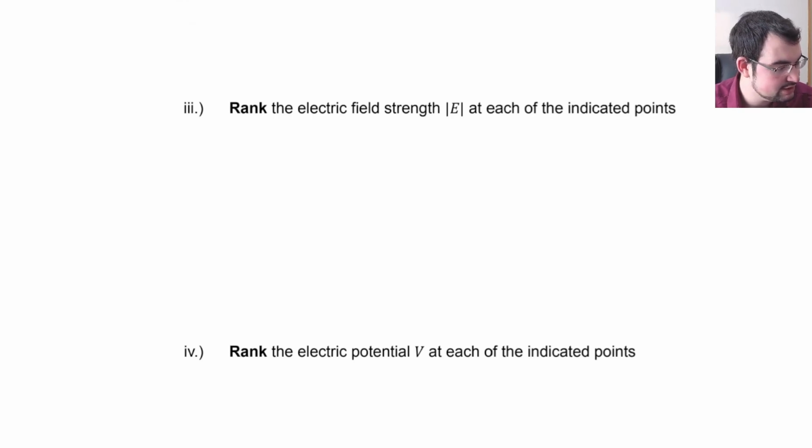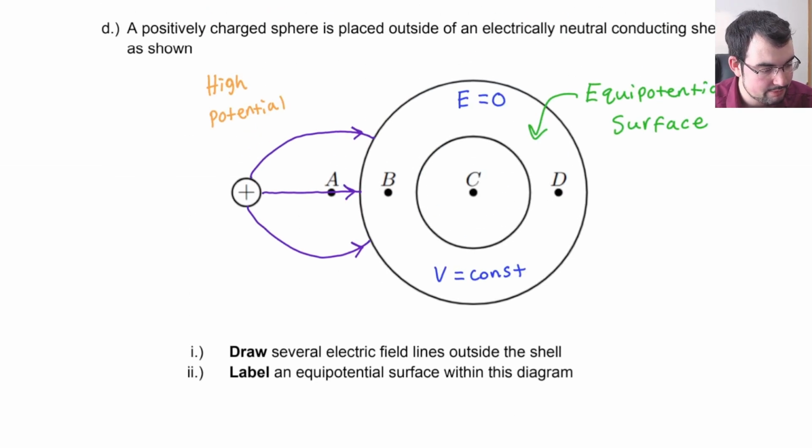Rank the E field at each of the indicated points. Well, we know that E field is 0 at B and D, and it's also 0 at C, because conductors, as a result of this equipotential idea, they also protect you from external fields. So even though we're not actually in a conductor, we're in sort of a cavity region, it's protected from any external fields. This is called conductive shielding. So inside the cavity of any conductor, the E field is also 0 unless there's any charges there. So being inside a conductor in a cavity hides you from the outside world.